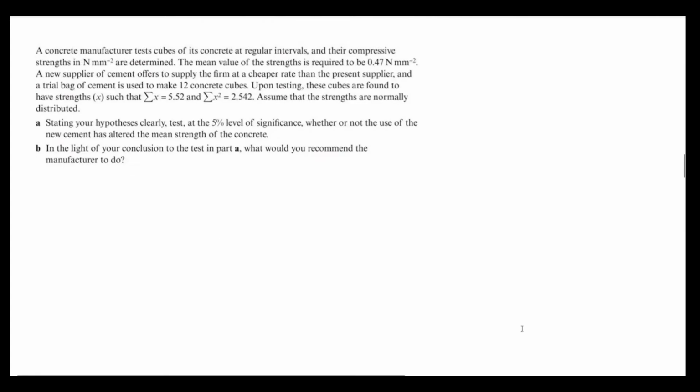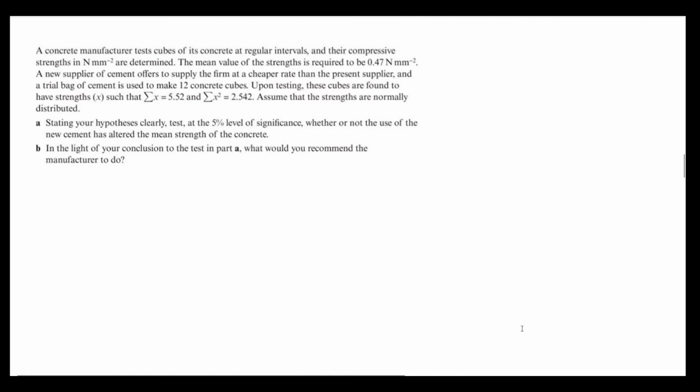Okay, let's have a look at another example. So here we have a concrete manufacturer. So let's be on the lookout for indicators to use the t-distribution hypothesis test, a t-test. Firstly, we are looking for an unknown variance. If we have an unknown variance and we have a small sample size and we know that our sample has been drawn from a normal distribution, then we can go ahead and use the t-distribution for the hypothesis test.